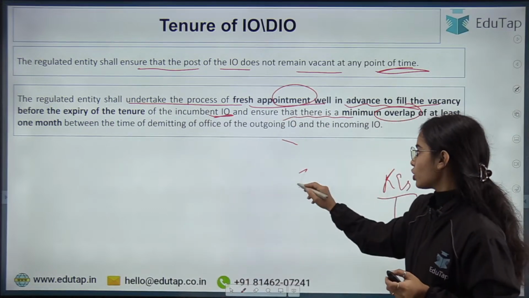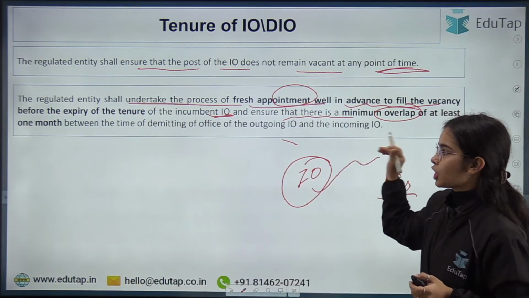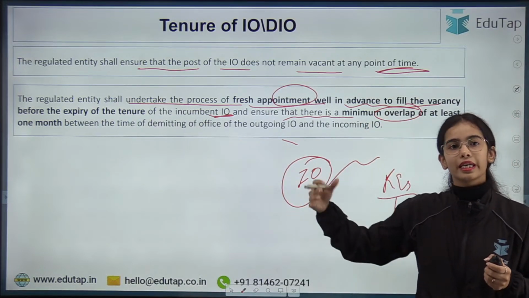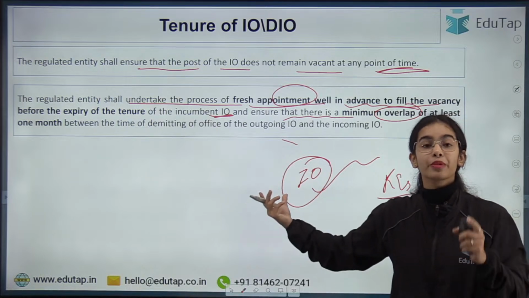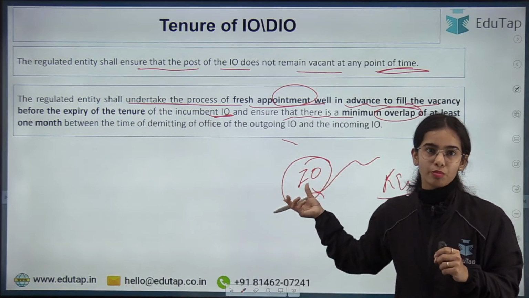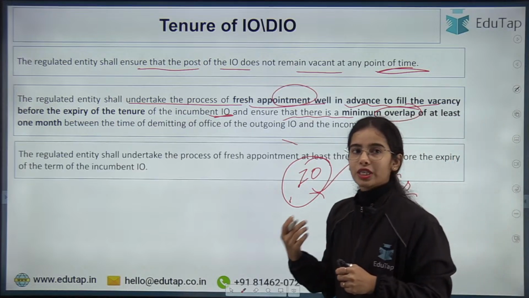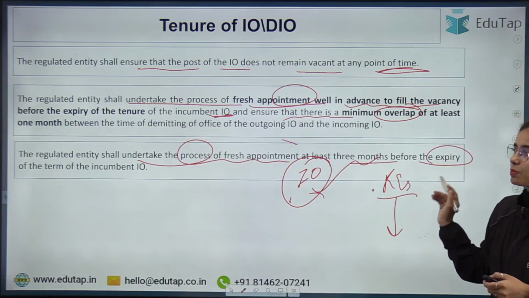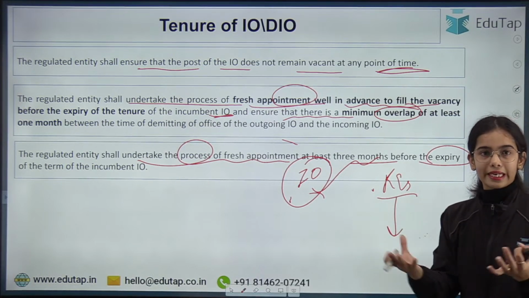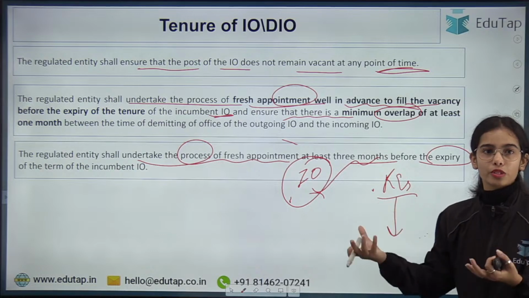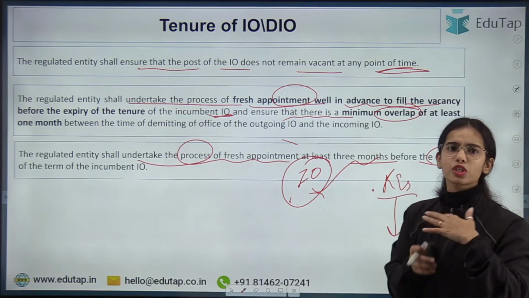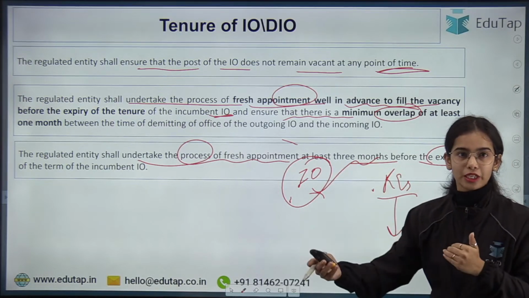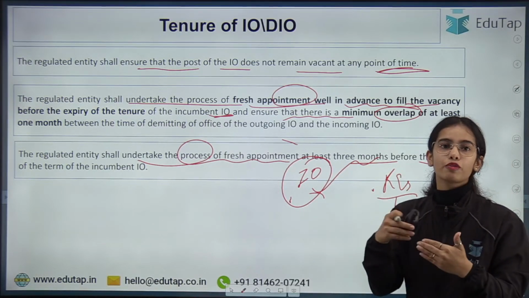So if the internal ombudsman's tenure is going to finish, a new internal ombudsman should be hired well in advance, and there should be a minimum 1 month overlap between the previous and the new ombudsman. So the regulated entity shall undertake the process of fresh appointment at least 3 months before the expiry of the tenure of the current internal ombudsman, because hiring a new person also requires time. Okay, so at least 3 months before the expiry of the tenure, the hiring process should start.